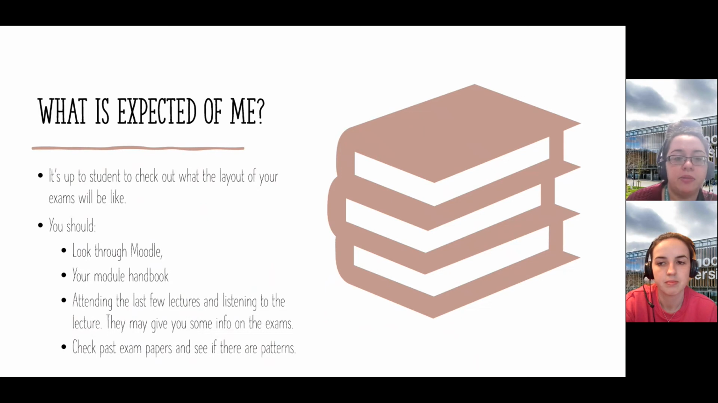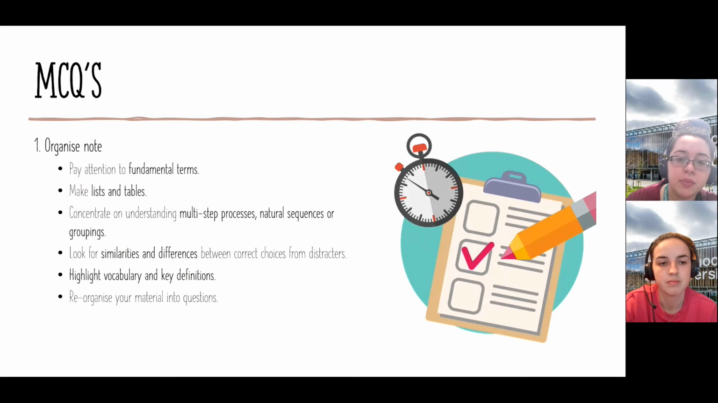So what is expected of me then? It's up to the student to check out what the layout of your exams will be like. To do this, you should look to your Moodle, look to your module handbook, attend the last few lectures and listen to the lecture. They may give you some info on what the exams are going to be like, and then check past exam papers and see if there are any patterns emerging. So what kind of themes come up often, what kind of style do the modules like.